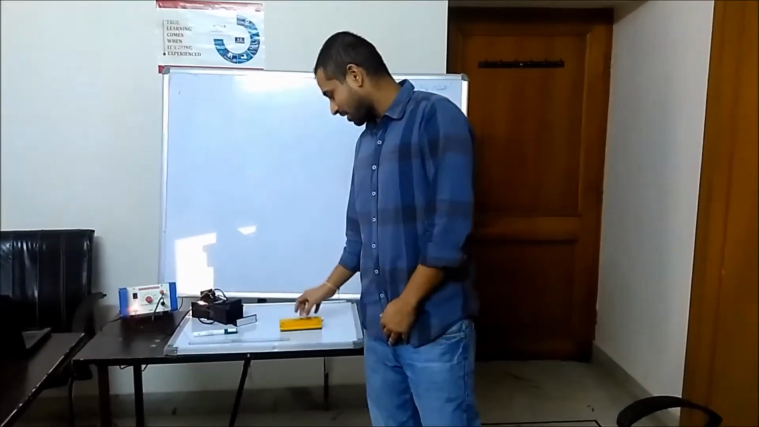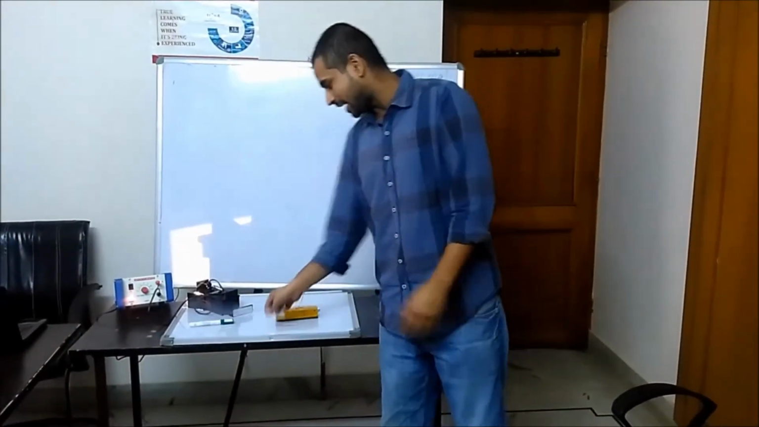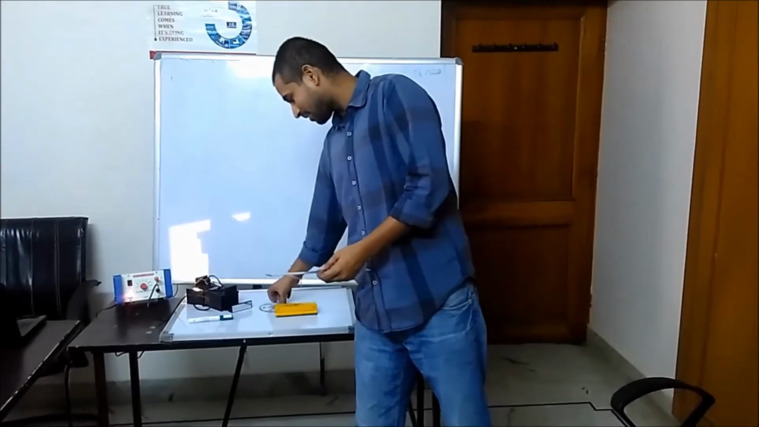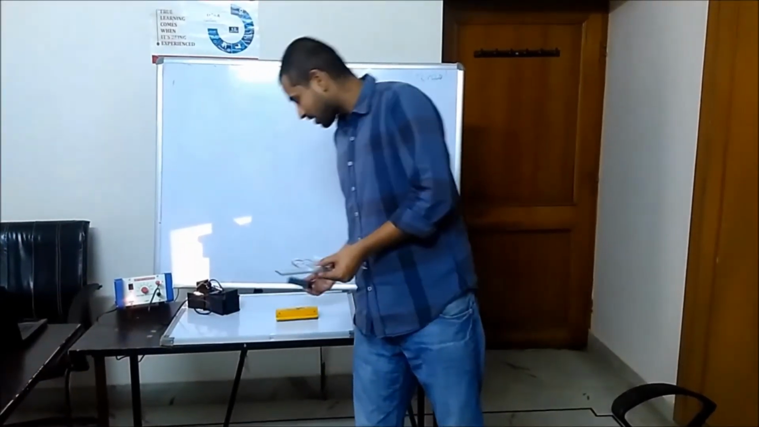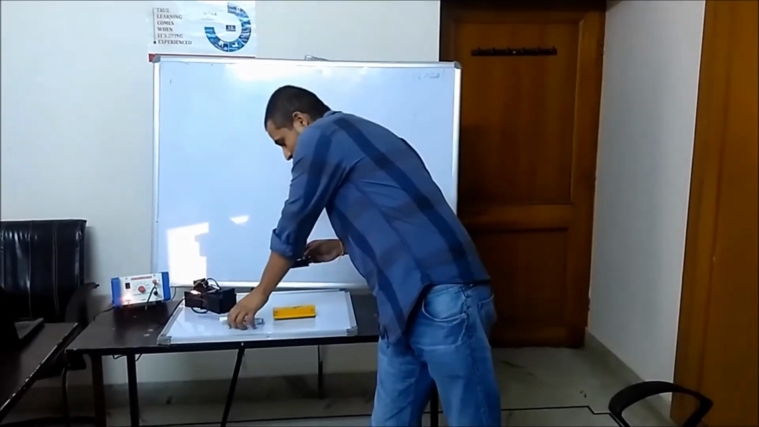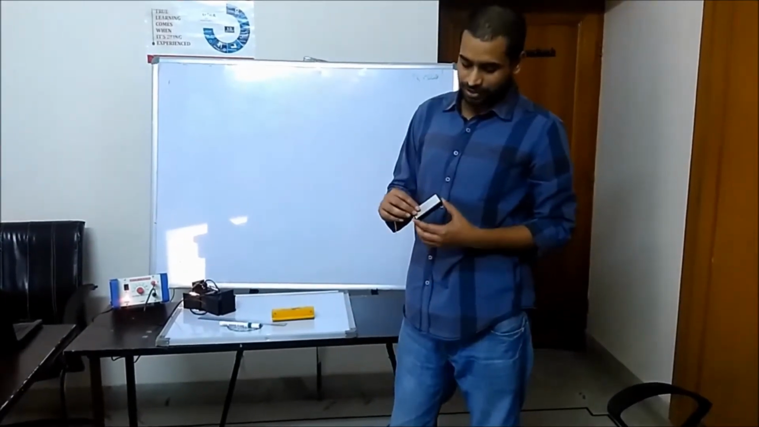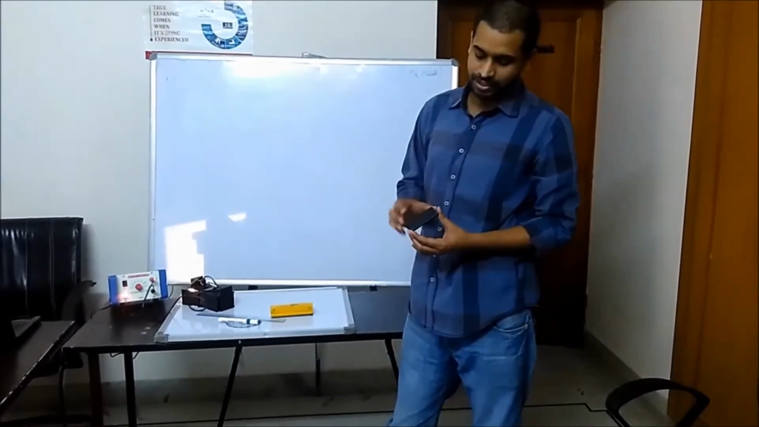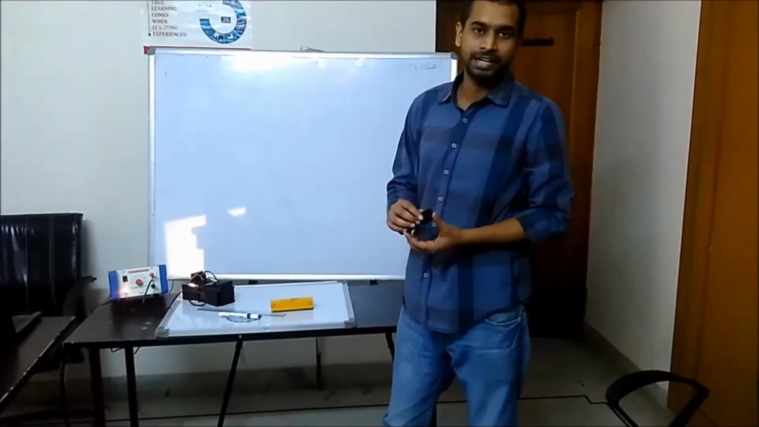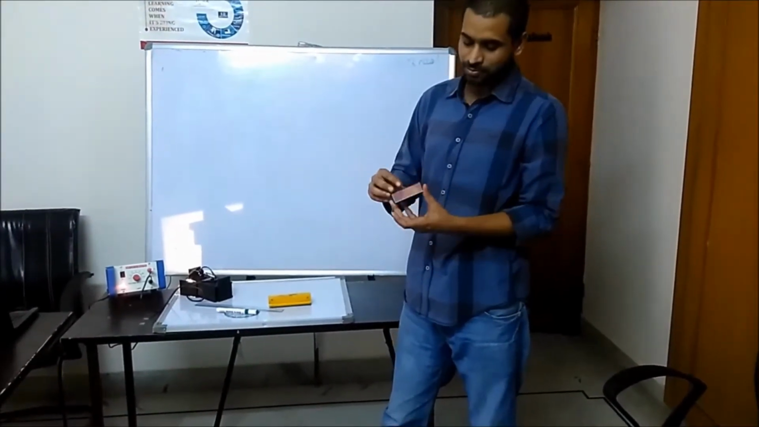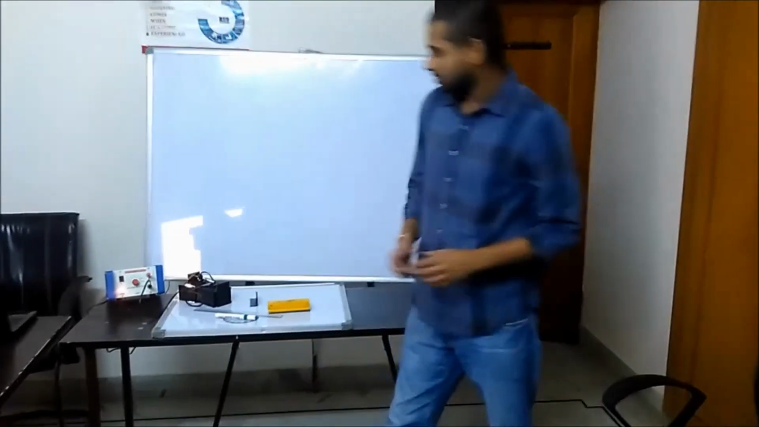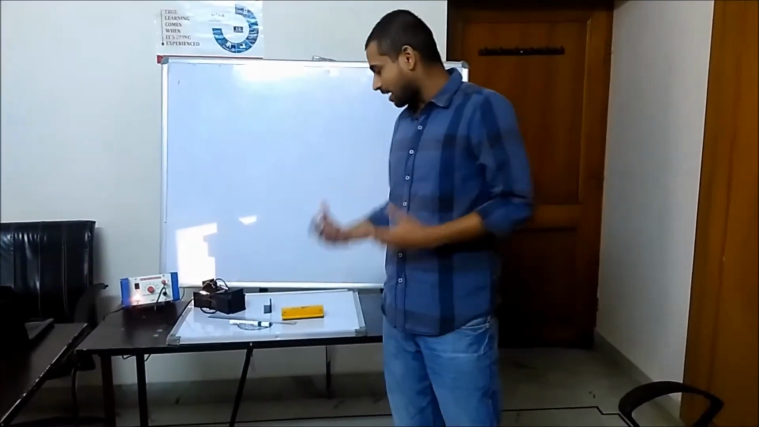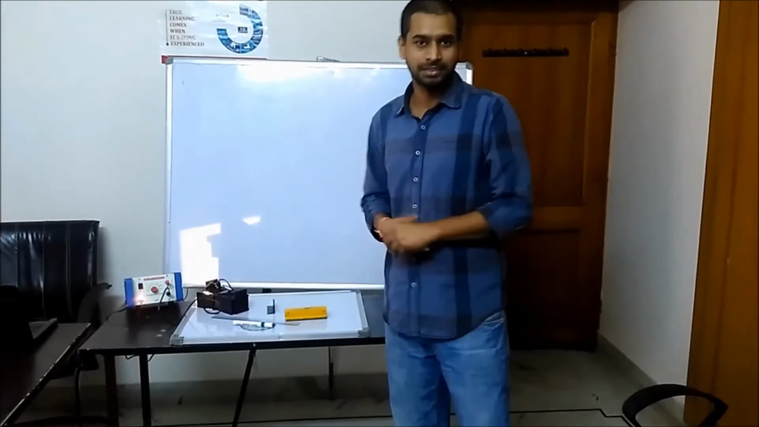As you can see on this table, I have a scale, a protractor, a marker, a ray box, and an object which is attached with a plain mirror on one surface, and the other surface is black in color, but again plain. Both are plain, but one side contains a mirror and one side is black. Now, to understand the concept, let's start the activity and we will understand how it happens.